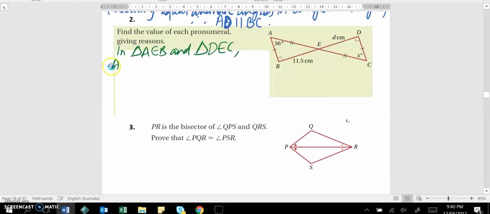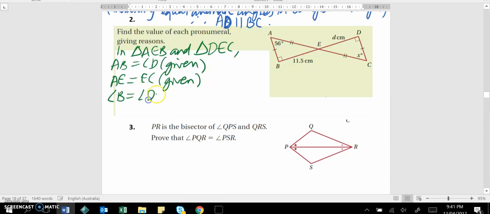So I'm going to go AB is equal to CD, and that's given. Then I'm going to go AE is equal to EC, and that's also given. And I'm going to write that angle B is equal to angle D, which equals 90 degrees. And that's actually given in the diagram too. So given is anything that's given in the picture.